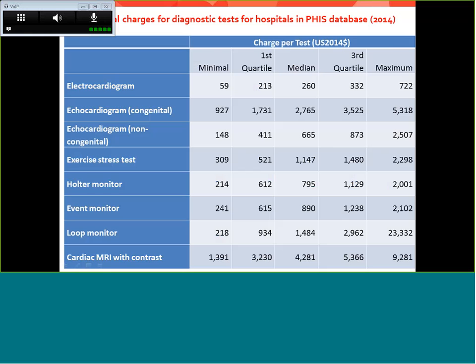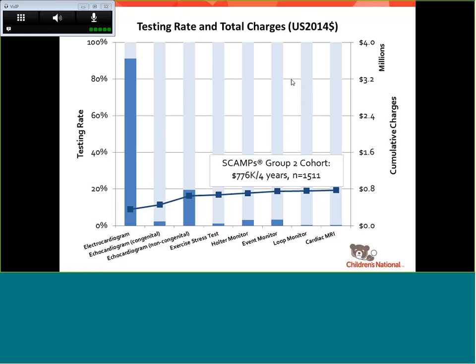Now, as you can see, charges vary according to different centers. To simplify it, we use the median charges across the centers. Doing so, and across the 4-year period of the study, $776,000 in charges occurred in the benign group. Now, as you know, charges are not the same as cost, nor do they reflect reimbursement.